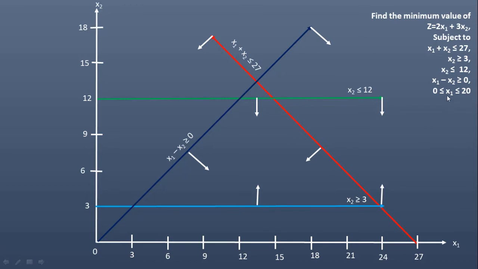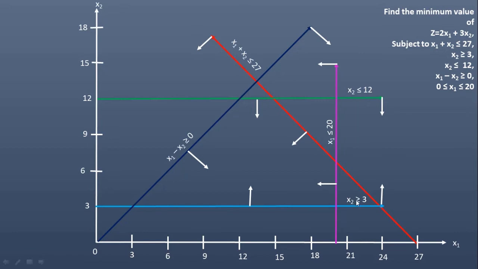Now consider the last inequality, x1 ≤ 20. If you write the equation, we get another straight line, a vertical line, x1 = 20. Where does the solution lie, to the left of this line or to the right? If I take x1 = 18, 12 or 15, it lies to the left side of this line. Therefore, the solution will be to the left of this line.